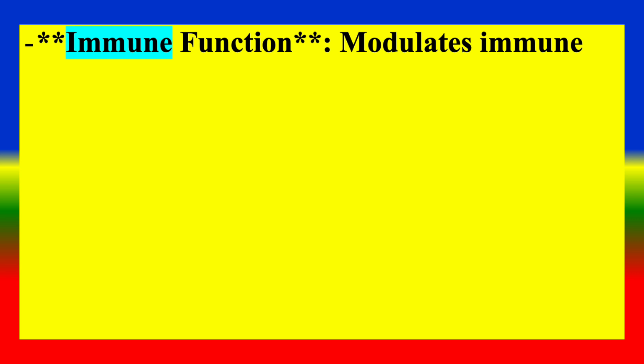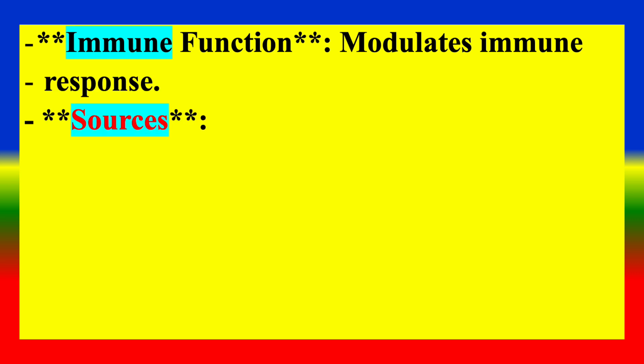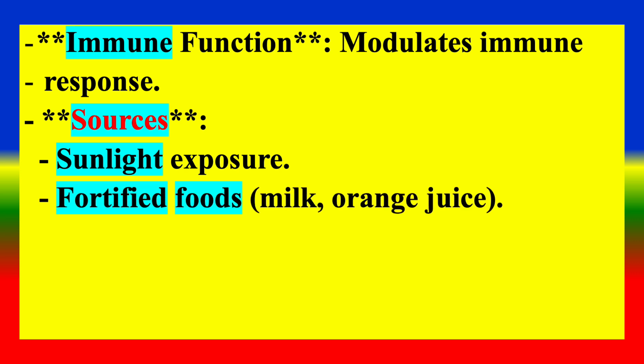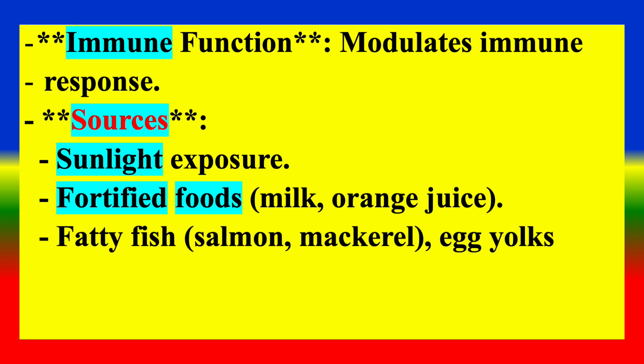Immune function: modulates immune response. Sources: sunlight exposure. Fortified foods: milk, orange juice, fatty fish, salmon, egg yolks, and liver.